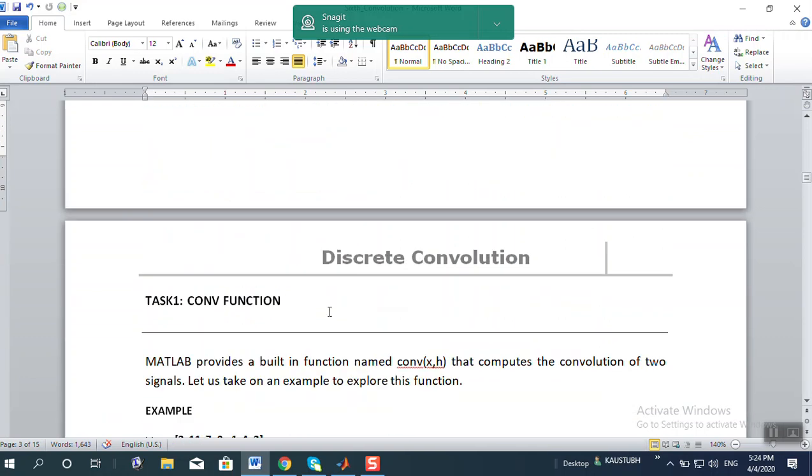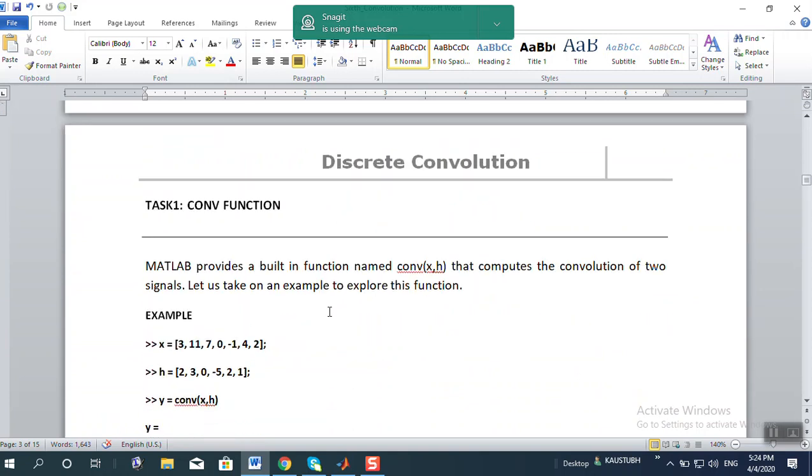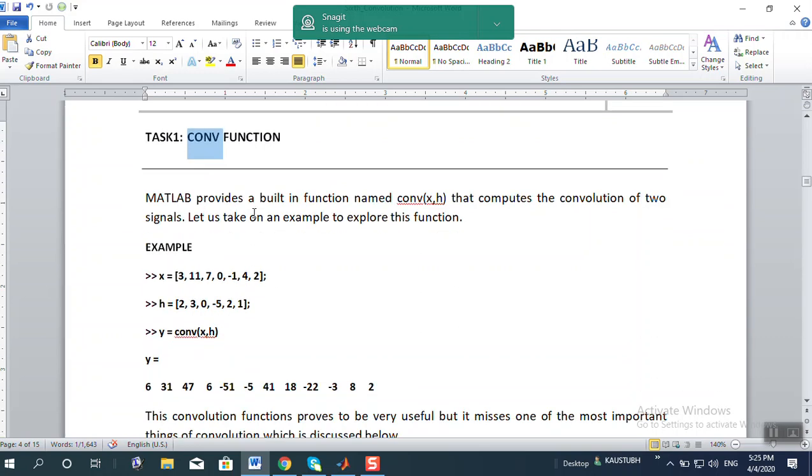First of all, we'll make use of the convolution function, the conv function, available in MATLAB. MATLAB provides a built-in function, conv(x,h), that computes the convolution of two discrete time signals.